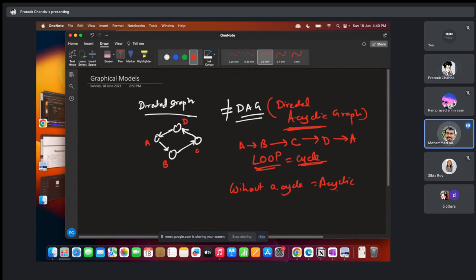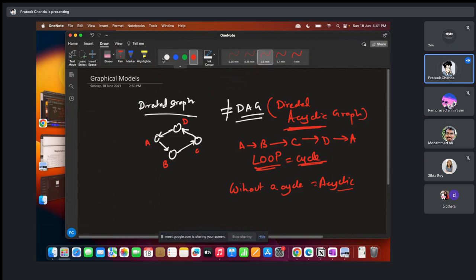So all the Bayesian networks are DAGs. All the Bayesian networks are DAGs. They don't have a cycle like this. What is the benefit here? The benefit will be much clearer in the upcoming lectures. What we are encoding is basically the conditional independencies via the edges.